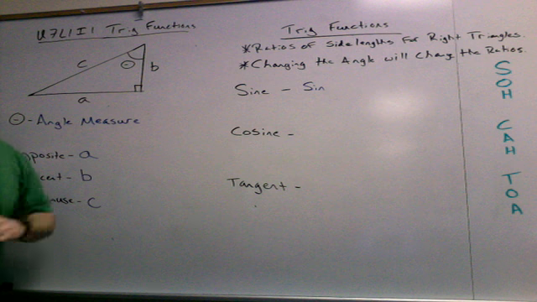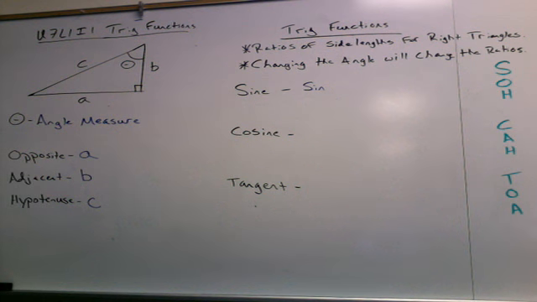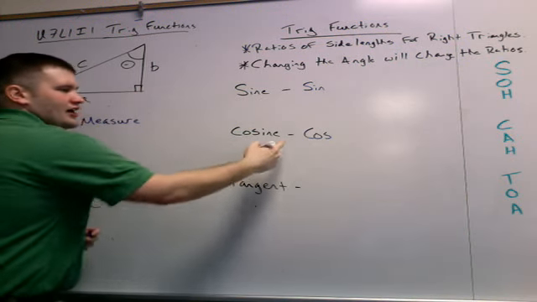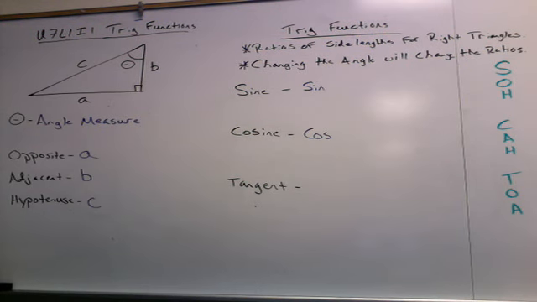What abbreviation is cosine? COS, C-O-S. So when I say cosine, that's my abbreviation, COS. What's the abbreviation for tangent? TAN. Okay.